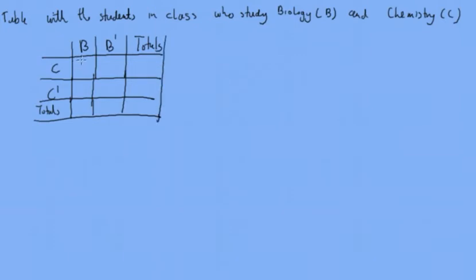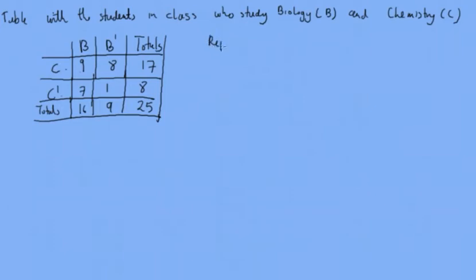So we have 9 students who study both chemistry and biology, 8 who study chemistry but not biology, and that gives us 17 in total. There are 7 who don't study chemistry but do study biology, and 1 who studies neither. And that gives us a total of 8, and then we add these totals up, 16, 9 and 25. So there's 25 students altogether.